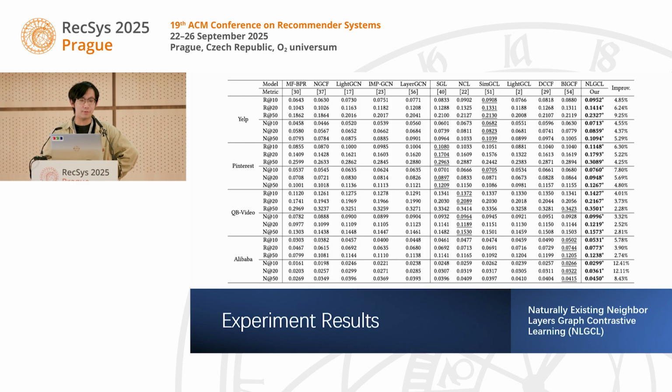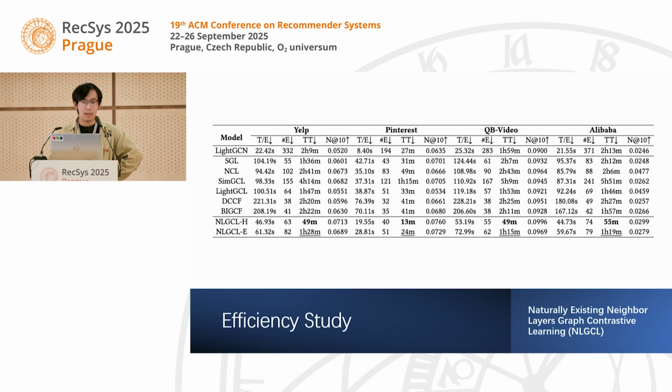And then we move on to the experimental results. We can see that NLGCL consistently outperforms all baselines across 4 widely used datasets. For the efficiency study, similar to other GCL-based models, NLGCL can also reduce the number of epochs required for model convergence. And also, since NLGCL does not need to build and store contrastive views, NLGCL achieves better efficiency than all GCL-based baselines.